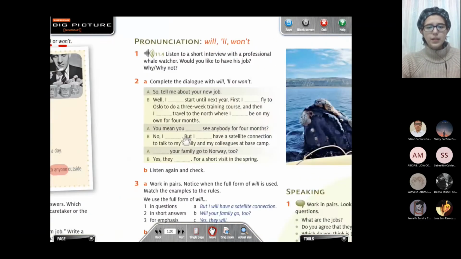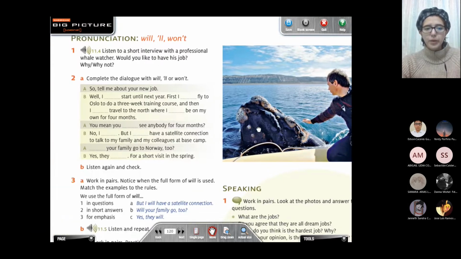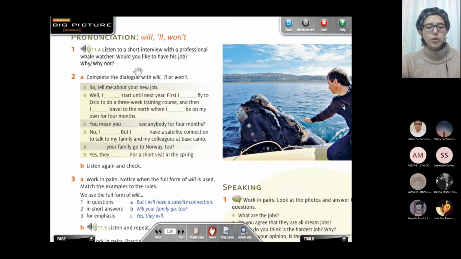So now we're going to practice a little bit pronunciation. Will, 'll, or won't. Yes? Listen to a short interview with a professional whale watcher. Here you have the picture. What is a whale watcher? Watcher, cuidador. Whale, ballena, right? Un cuidador de ballena. So would you like to have his job? Why? Why not? But you're going to listen and complete the conversation, please.